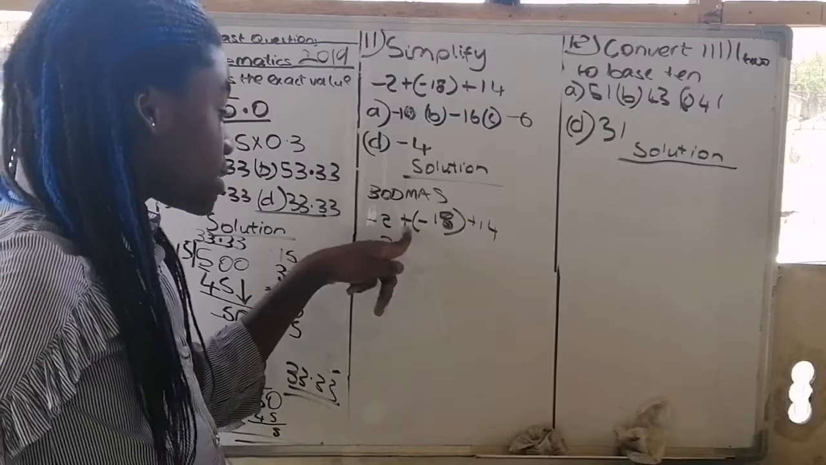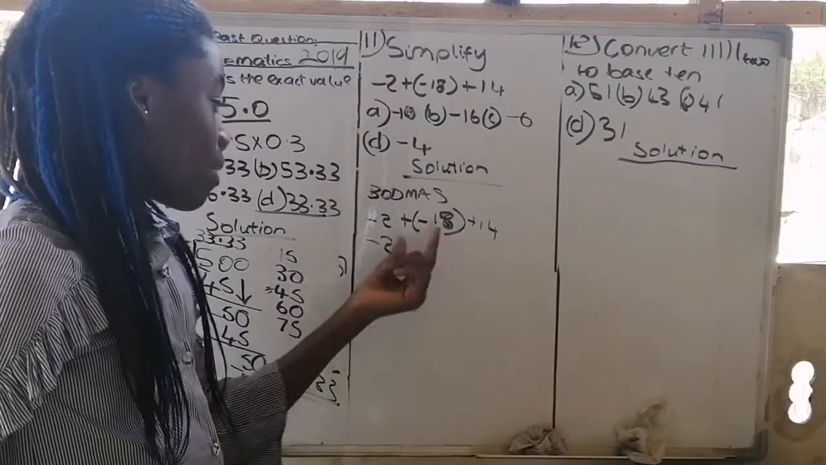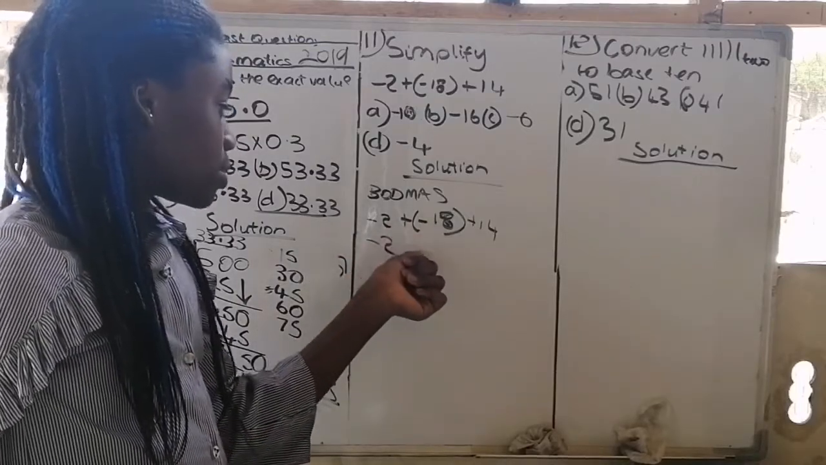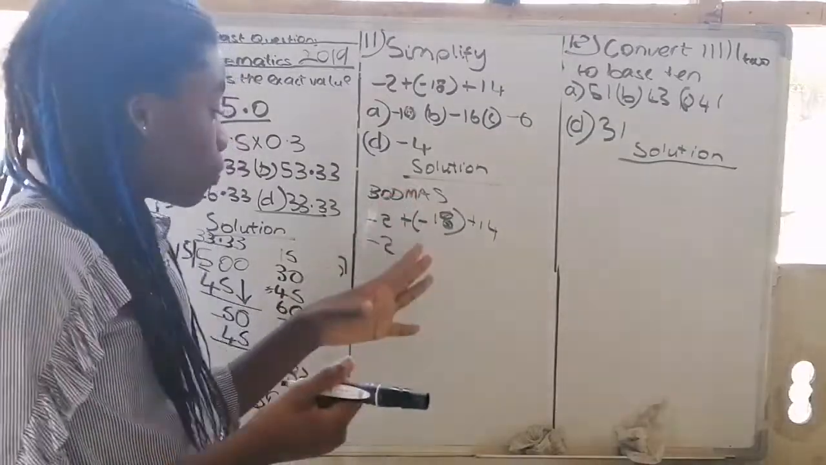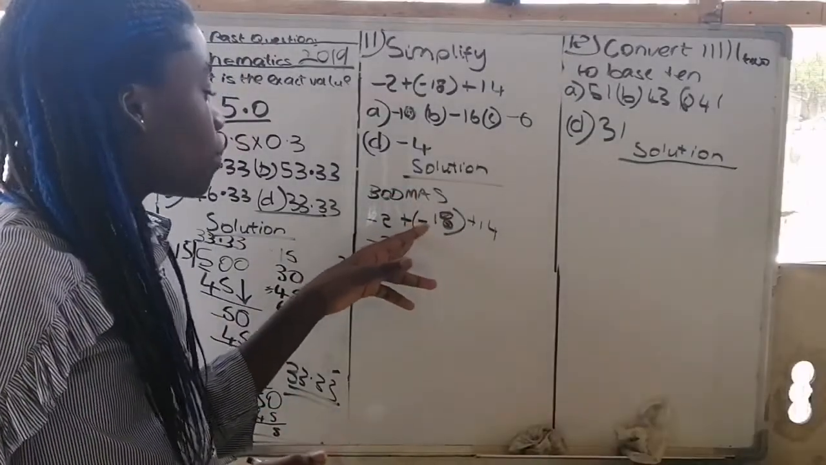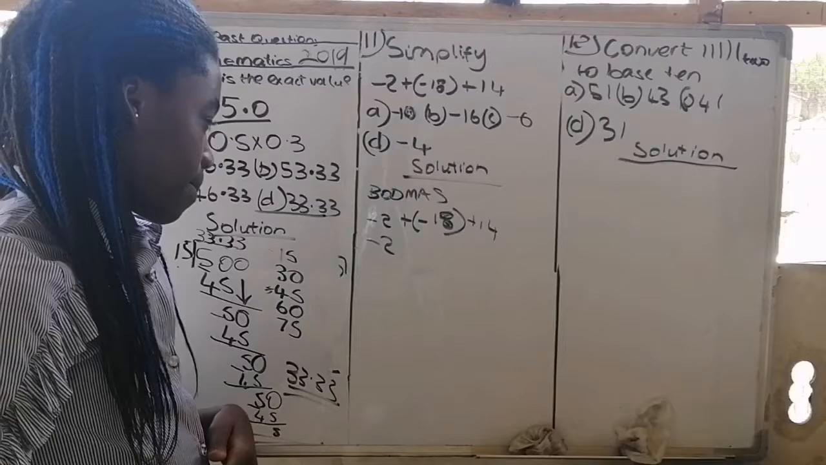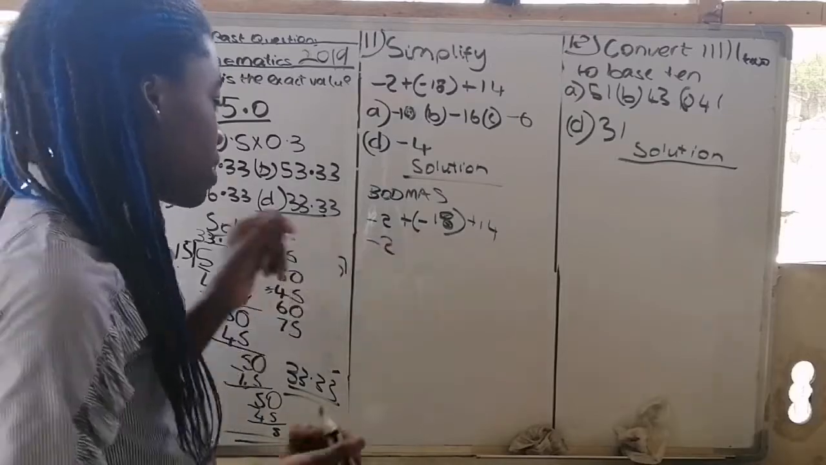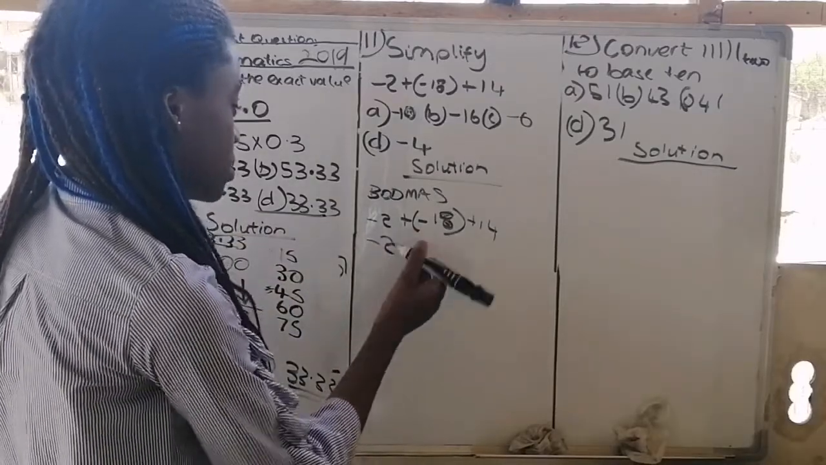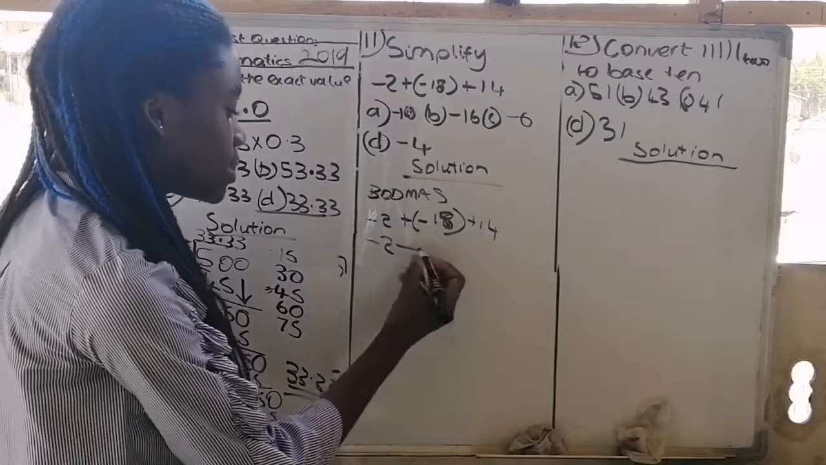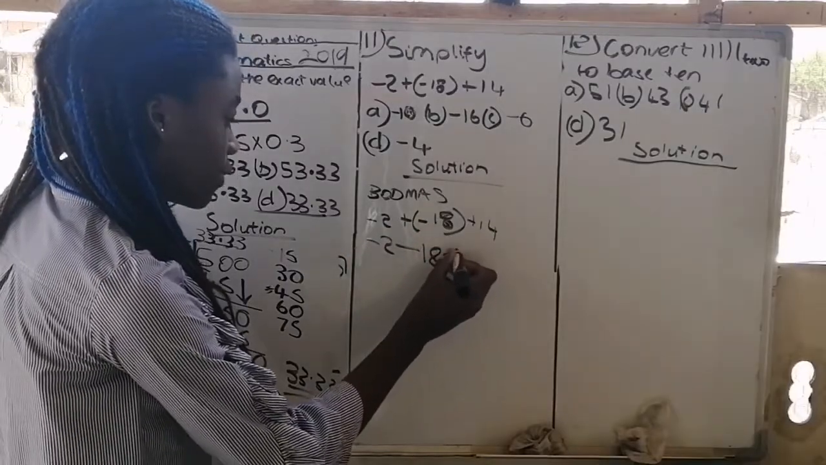So now plus times minus. We have to multiply this plus to -18 to open the brackets. So now plus times -18. Plus times minus is minus. And then plus times 18 is 18 plus 14.